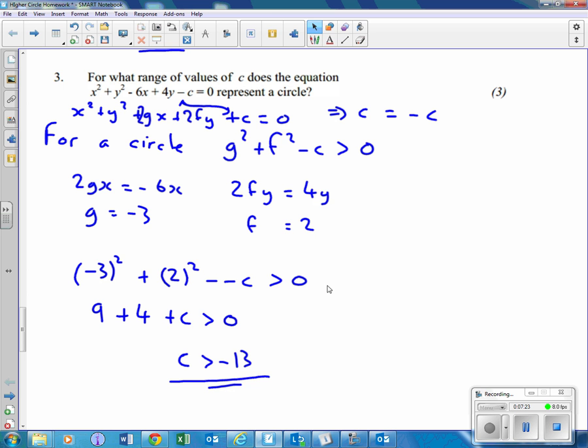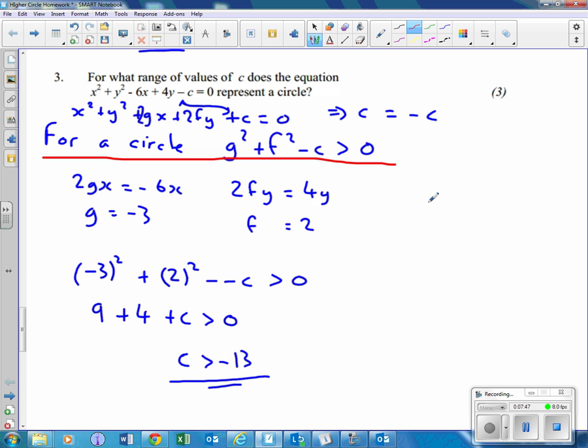Question 3, a wee bit different to normal. For what range of values of c does the equation represent a circle? Right, for a circle, this is the important bit here. For a circle, g squared plus f squared minus c must be greater than 0. Must be greater than 0.